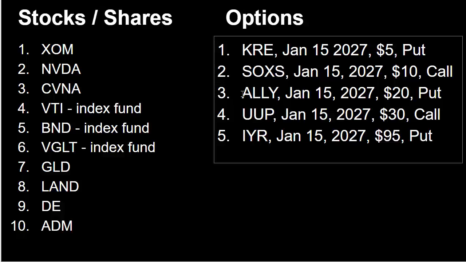ALI is just a company. UUP is the US dollar bill. This is a bet that the dollar bill will become more valuable to people. IYR, this is a bet on real estate becoming less valuable. Notice these are all January 15th, 2027, because that is a year and 2 months from now, 14 months from now. These were selected very particularly because of their Greeks.